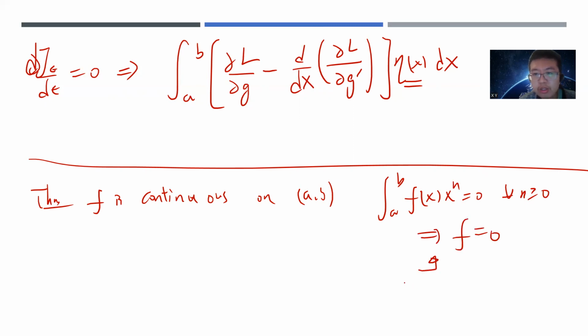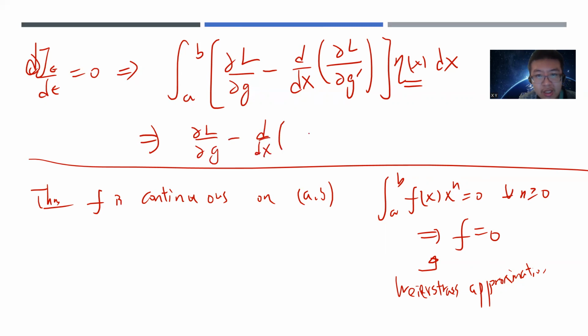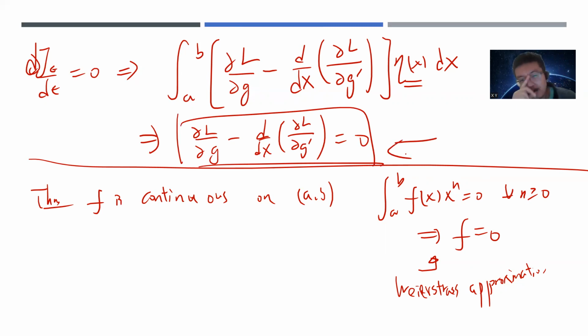So using the Weierstrass approximation theorem: on any compact interval, a continuous function can be approximated by arbitrary polynomials. So we can use the Weierstrass approximation theorem, and obviously this eta can be chosen to be any polynomial. So this directly shows this. Okay, so this is a one-dimensional proof of this Euler-Lagrange equation.